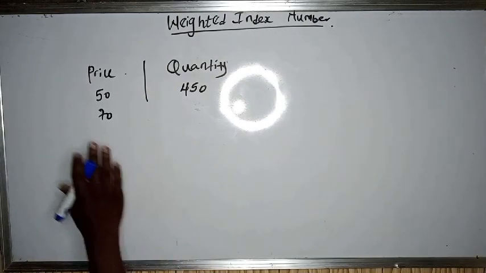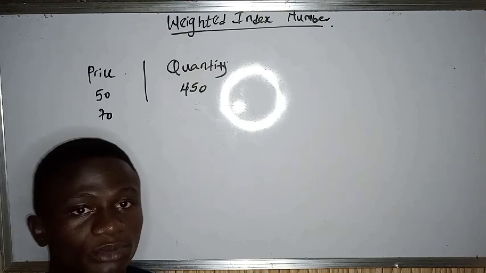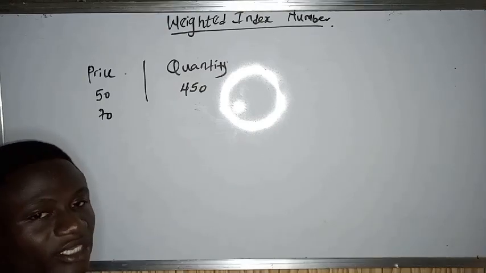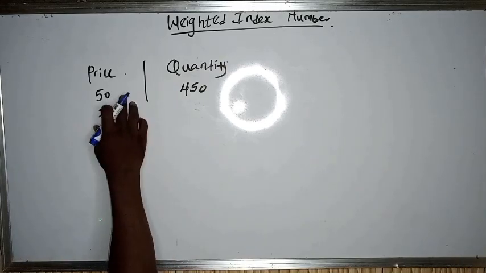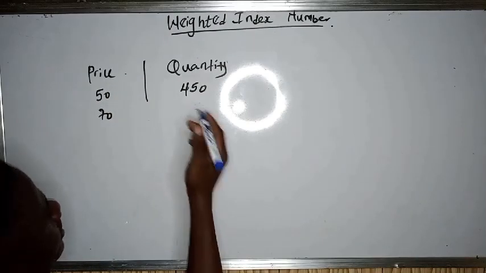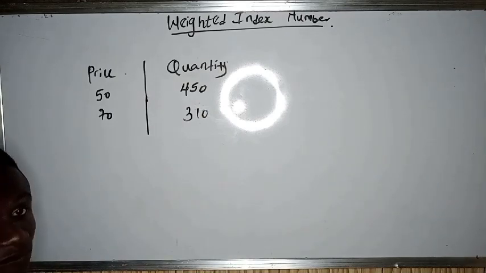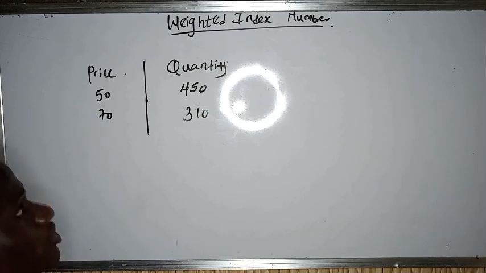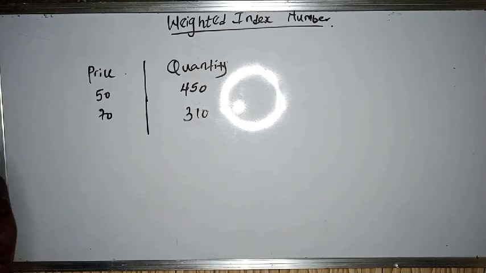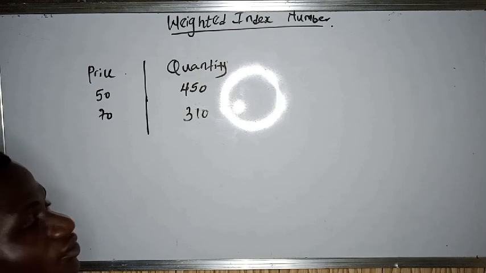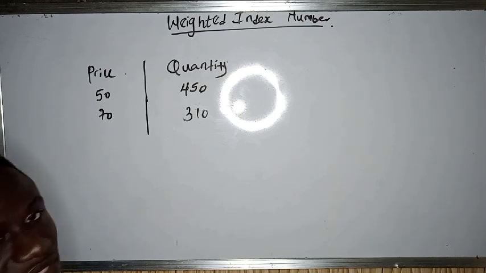Now looking at what we have here, some professors have postulated a lot of things about this. One of the challenges is this: we have price 50 to 70, then quantity 450 to, let's say, 310. When calculating index number change, should we use the old quantity or the new quantity? Should we use the two together? All these are the challenges of price index number, in case they ask you.